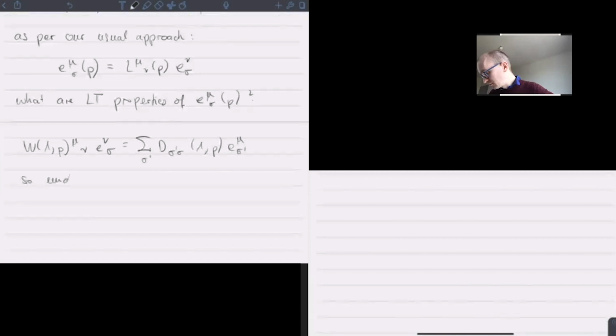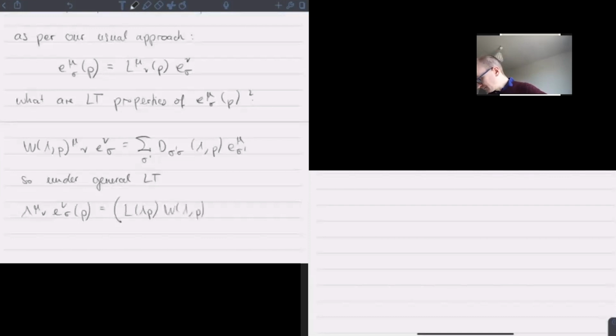So under a general Lorentz transformation, of course, we just write Lambda^mu_nu acting on E^nu_sigma(p). Well, how does this work? We can write our Lambda in terms of the little group elements. So we can write L(Lambda p) W(Lambda, p) times L^{-1}(p), with indices mu nu, acting on E^nu_sigma(p). Okay, what's going on here?